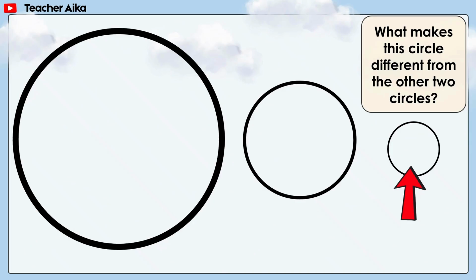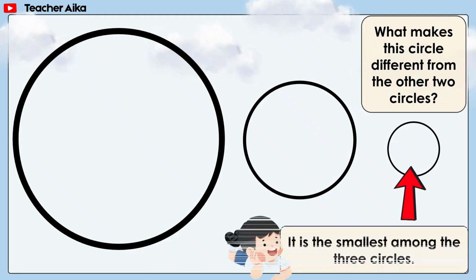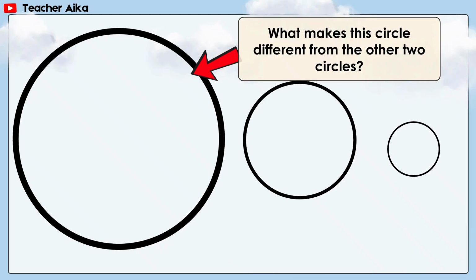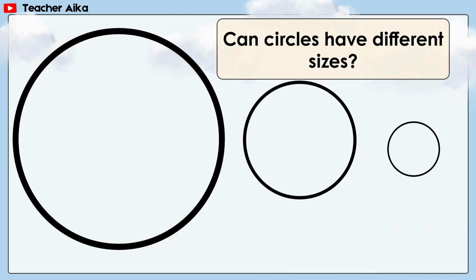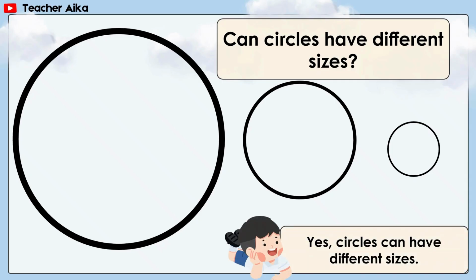Let's look at these circles with different sizes. What makes this circle different from the other 2 circles? Answer. It is the smallest among the 3 circles. Next, what makes this circle different from the other 2 circles? Answer. It is the biggest among the 3 circles. Can circles have different sizes? Answer. Yes, circles can have different sizes.